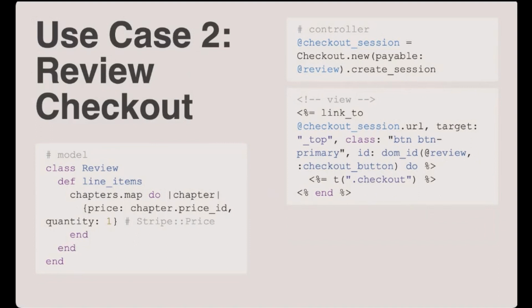Use case 2 is my larger productized service, a review. And a review has several chapters, and each of those chapters has its own Stripe price ID. So I map the line items to those Stripe prices, and the rest is the same. We create a new checkout with another payable. This time is a review. I get a Stripe checkout URL, etc., etc.